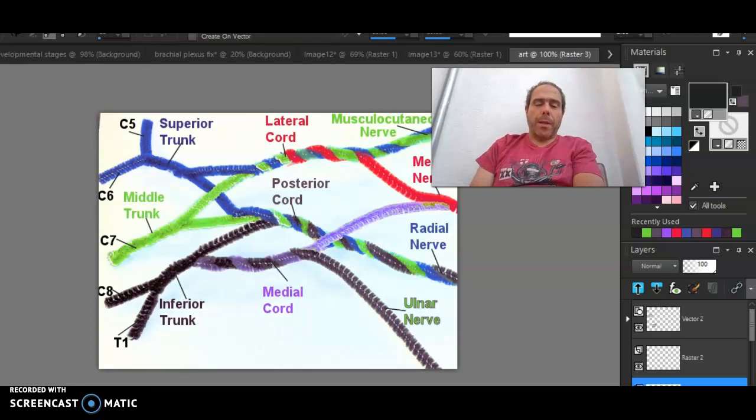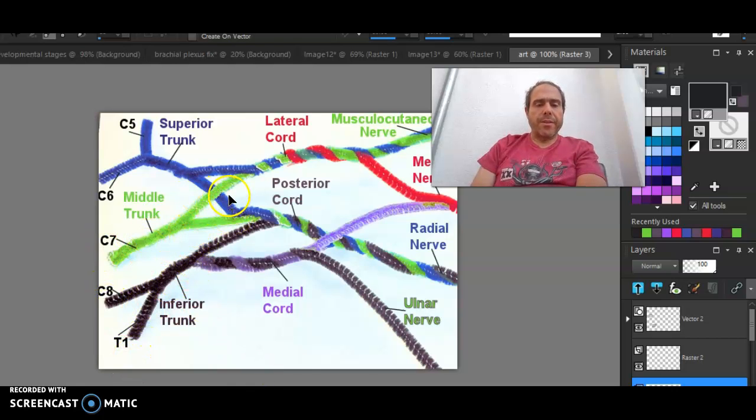So here's my brachial plexus. This was what I did years ago. I got frustrated and threw this in a supply closet. Fortunately, I took a picture of it because I'm pretty sure the lab tech has disposed of it. So here are the roots. C5, C6 makes the superior trunk. C7 makes the middle trunk. C8 and T1 makes the inferior trunk.